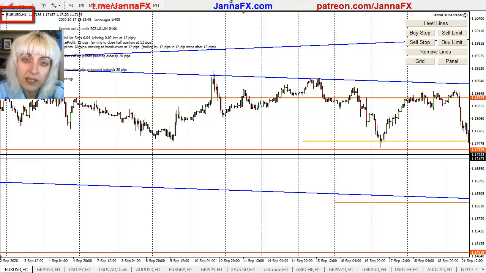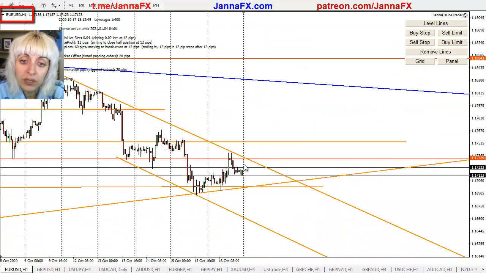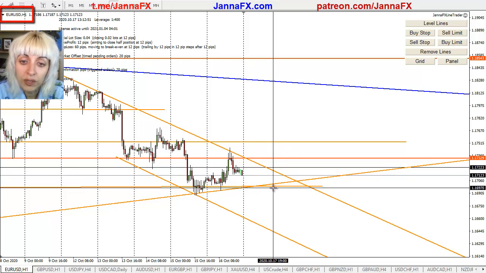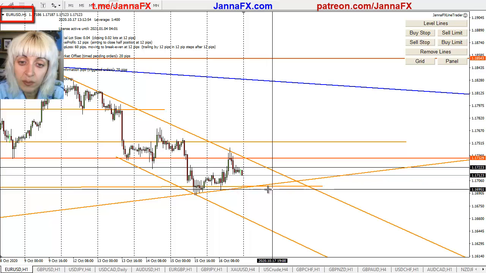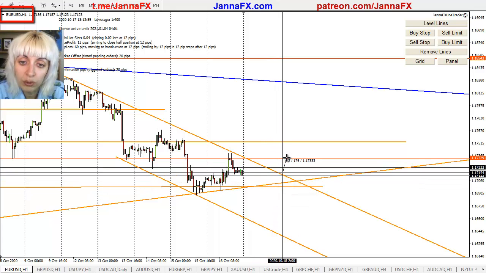Now you see my point of view for euro. If it goes into this area, that's what I was saying to you, right? If we're sitting in here, my order would be a sell here. You see, in here I can't place a buy order because it's too close to this level.